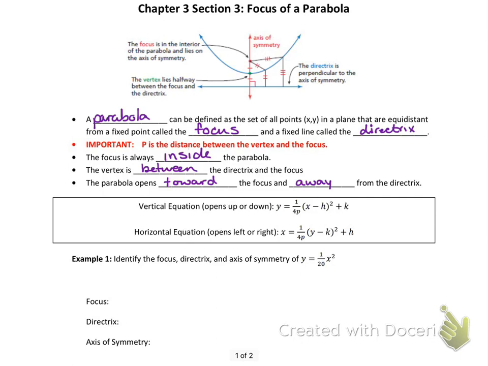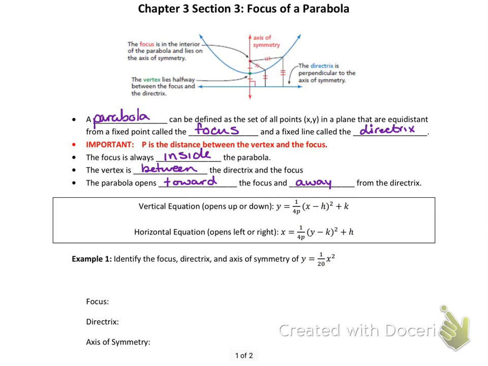A parabola can be defined as the set of all points x, y in a plane that are equidistant from a fixed point called the focus and a fixed line called the directrix. So no matter where you are on your parabola, if you know where your focus and directrix are, it has to be right in between those two. Now we're going to use that idea to draw a parabola, and we have to figure out, okay, well, what is happening here?